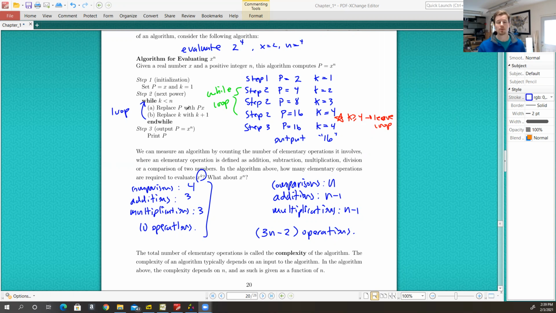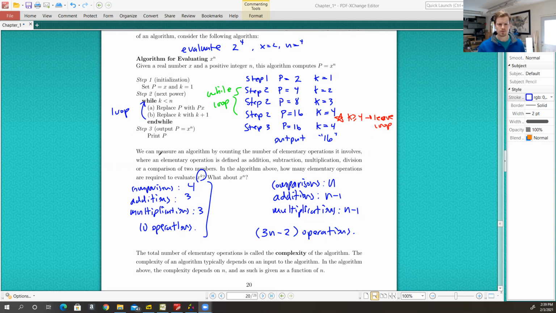So you would have a real problem if there were no direction to increase the value of k. That would be very bad. If there were no direction to increase the value of k, k would always be less than n, and you would be stuck in that loop forever. That would definitely be a problem.